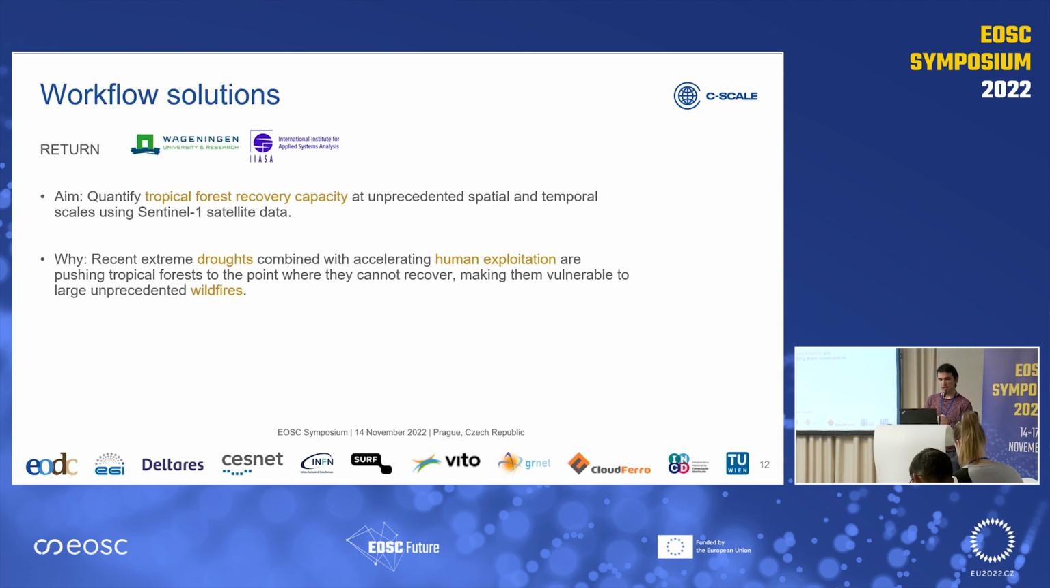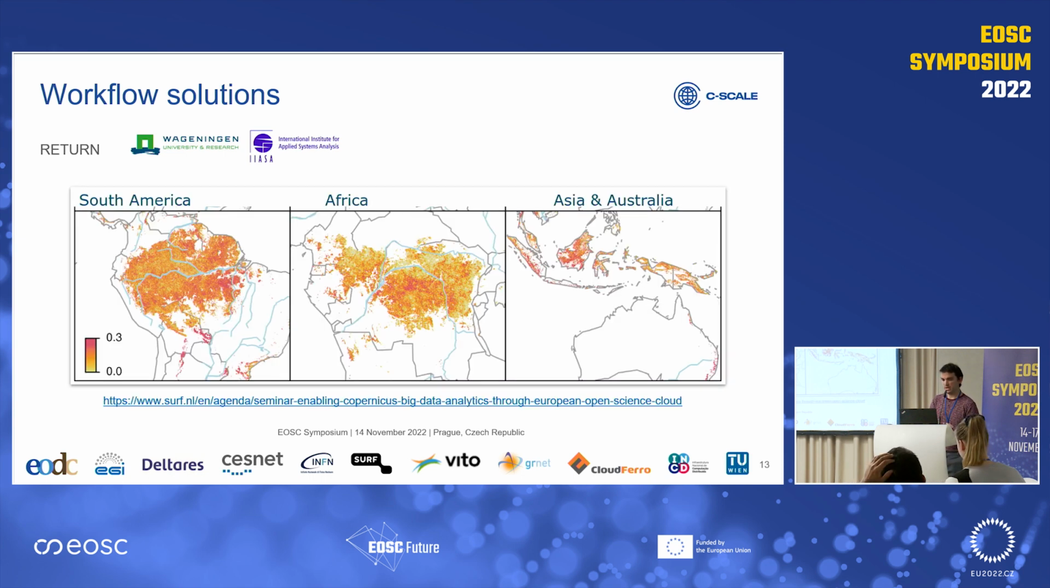The Return use case tries to quantify the capacity that tropical forests have to recover from droughts or human exploitation activities. For example, you see in this picture three areas, South America, Africa, and Asia-Australia, with those pixels in green and red meaning that it is less likely for that area to recover and go back to normal conditions. And again, you have a link to find out more information about the use case there.